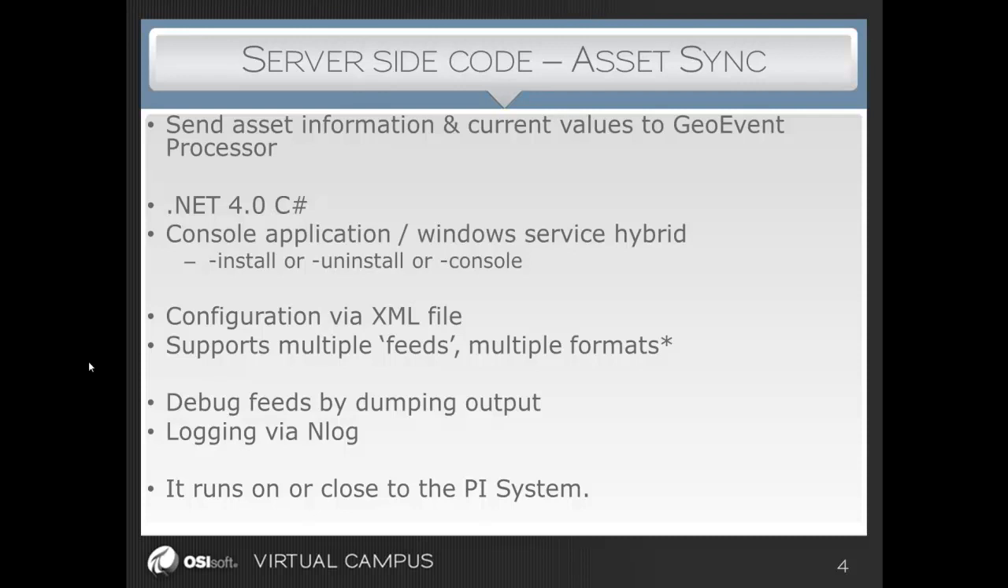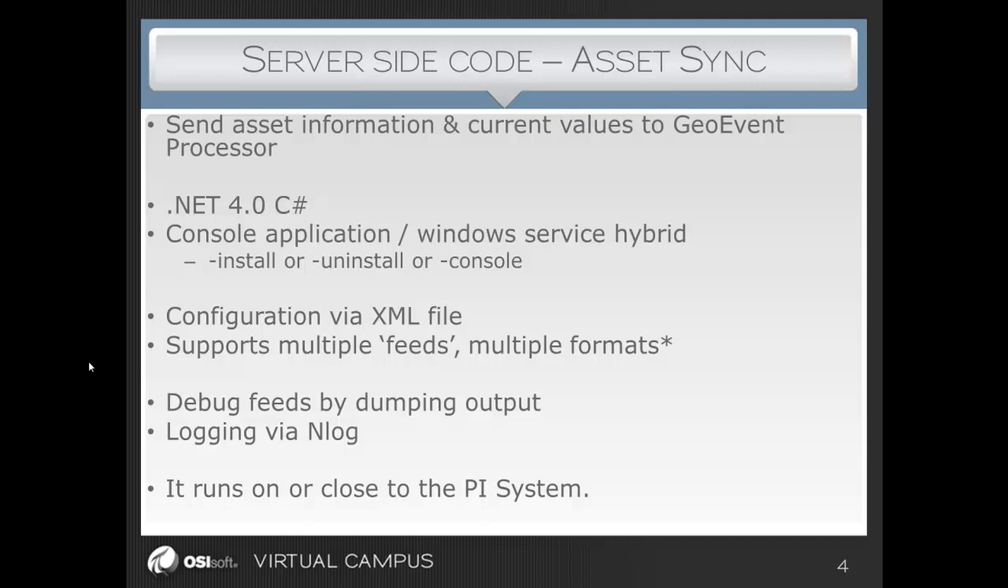This application is configured via an XML file that we'll discuss in the next slide, and one feature is that it supports multiple feeds. So you can select multiple assets or groups of assets that you want to send to the GeoEvent processor. It also supports multiple formats. For the demo we're using a comma-separated file format. There are some provisions to also use the JSON specification by ESRI. We haven't really tested it, but it should give you some reference if you want to use that format.